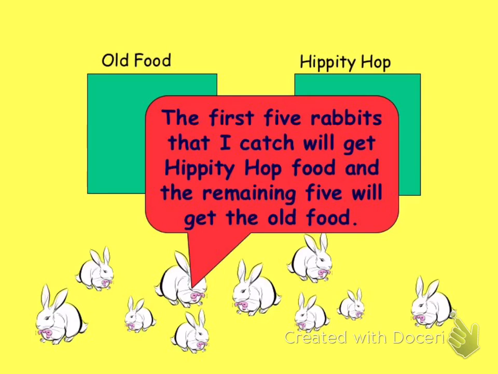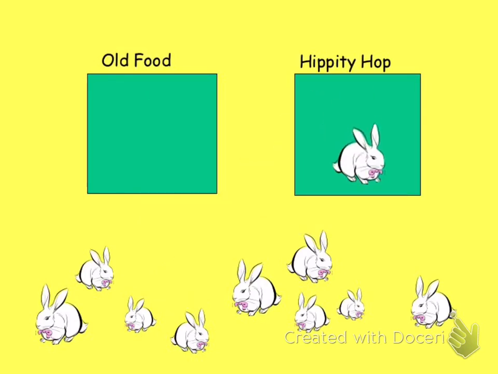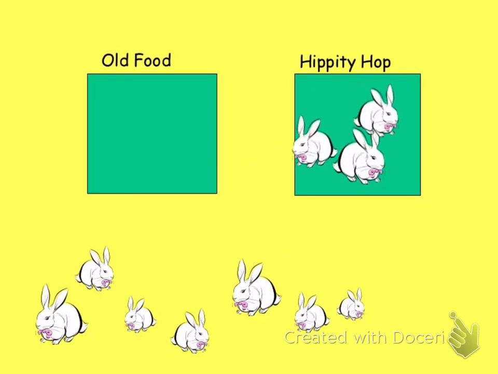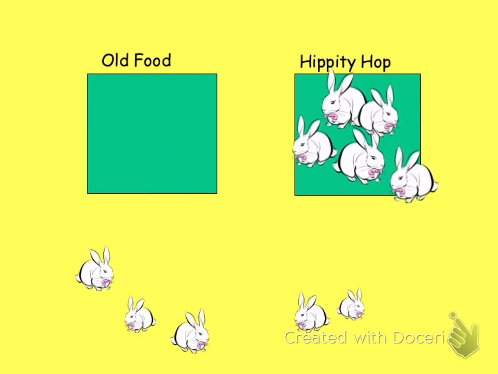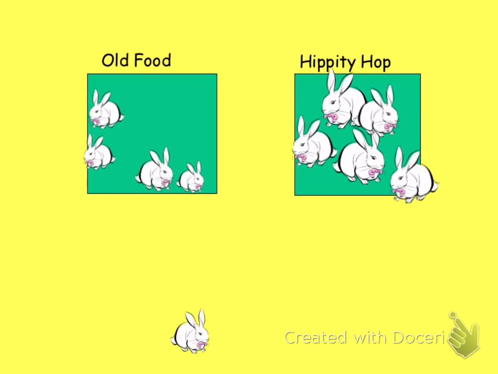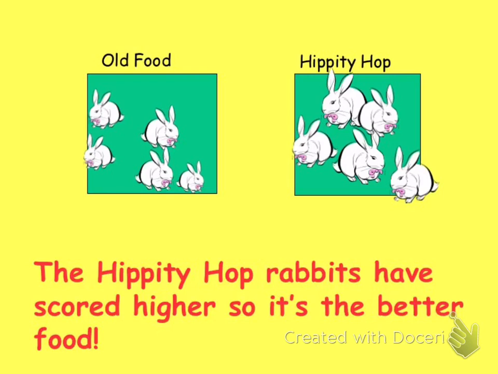So the first 5 rabbits that I catch will get hippity hop food. 1, 2, 3, 4, 5. Oh, you caught him. And then the next 5 are going to get the old food. What if they have a genetic disease or something, and rabies, so they react differently to the food? I don't know. That's why you see a trend. The hippity hop rabbits have scored higher, so it's better food. Do you see any other issues with this?